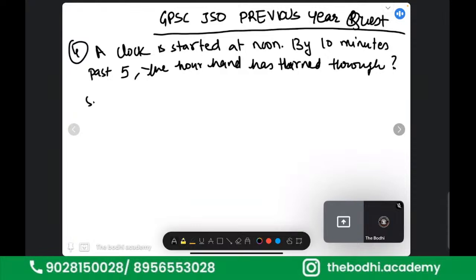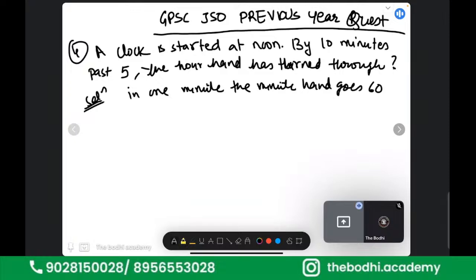Now, for this, two basic things you should remember: in 1 minute, the minute hand goes 6 degrees, not 60, 6 degrees.